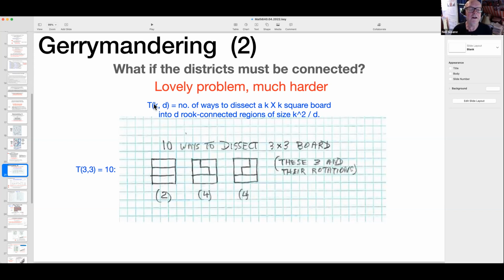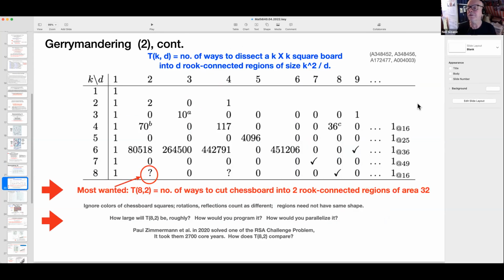So T of 3, 3, the number of ways to cut up a 3 by 3 chessboard into 3 equal area regions, is 10. So that's the sequence. And here's what we know. T of K, D, it's a sequence. Here are the relevant sequence numbers. And the 10 is here. That's the number of ways of cutting up a 3 by 3 board.